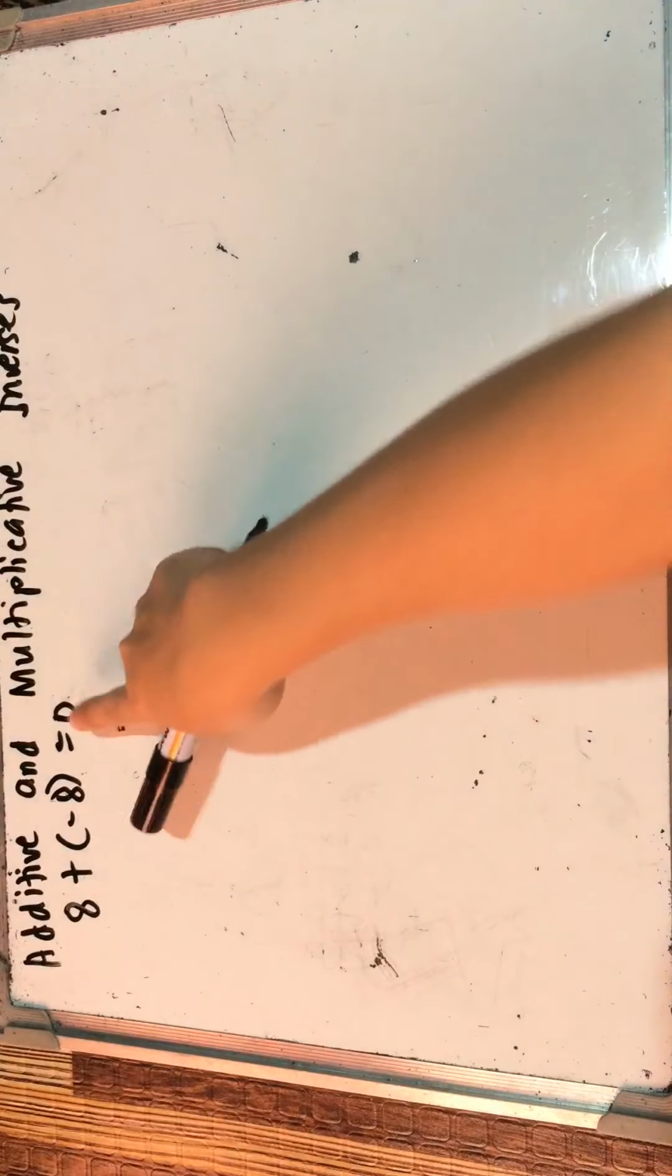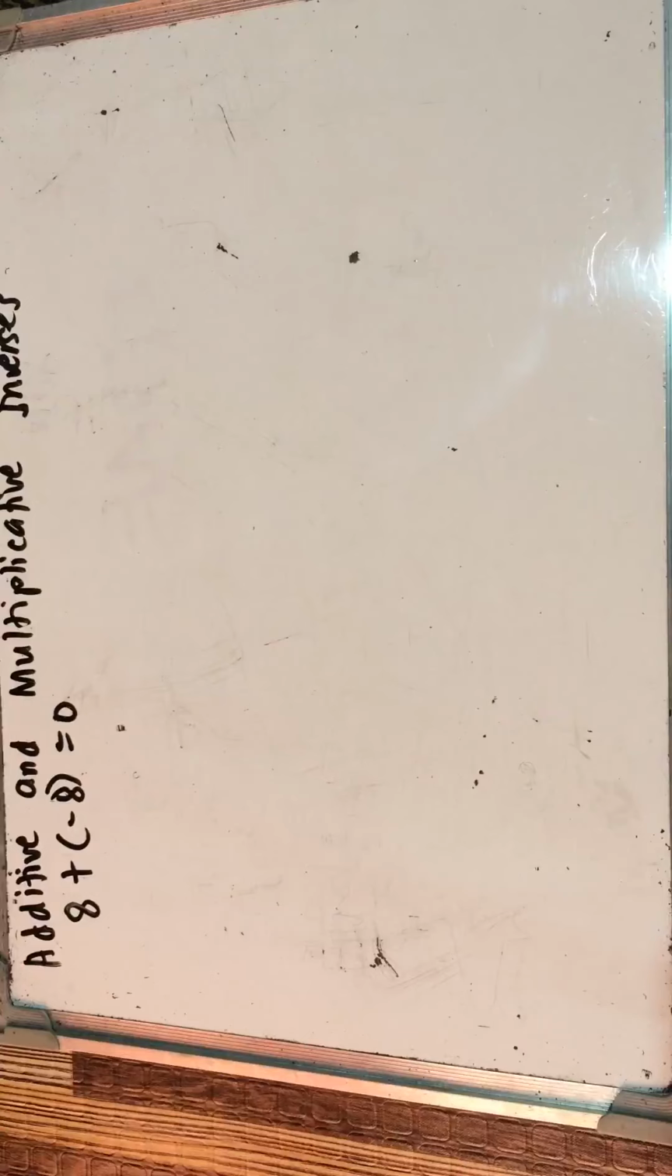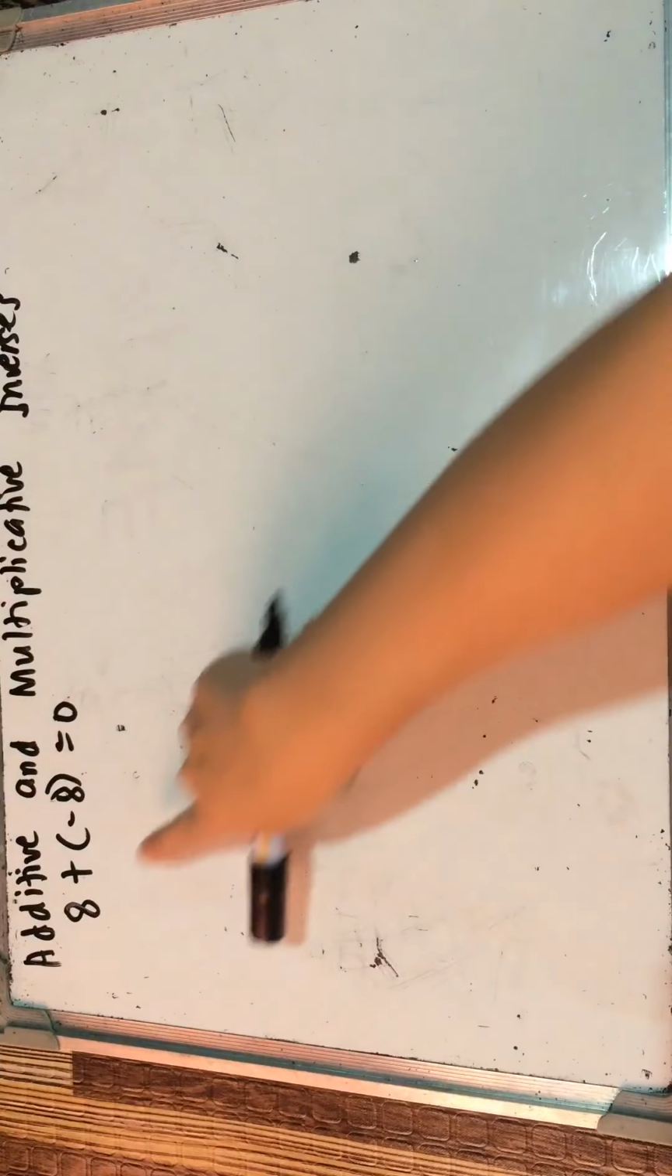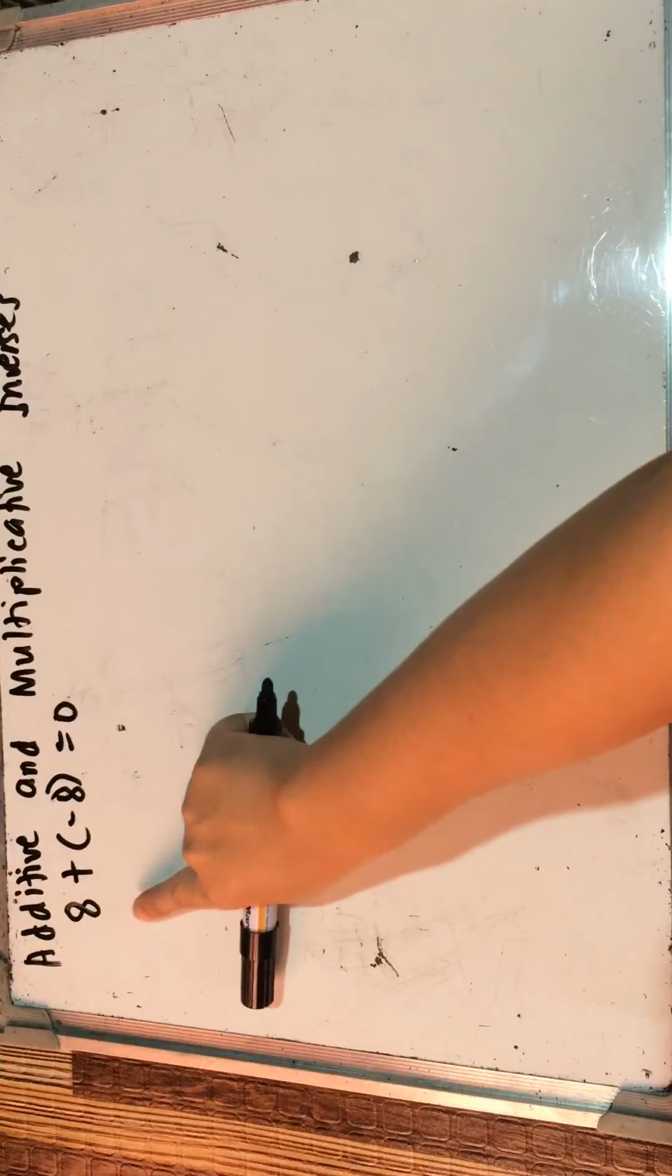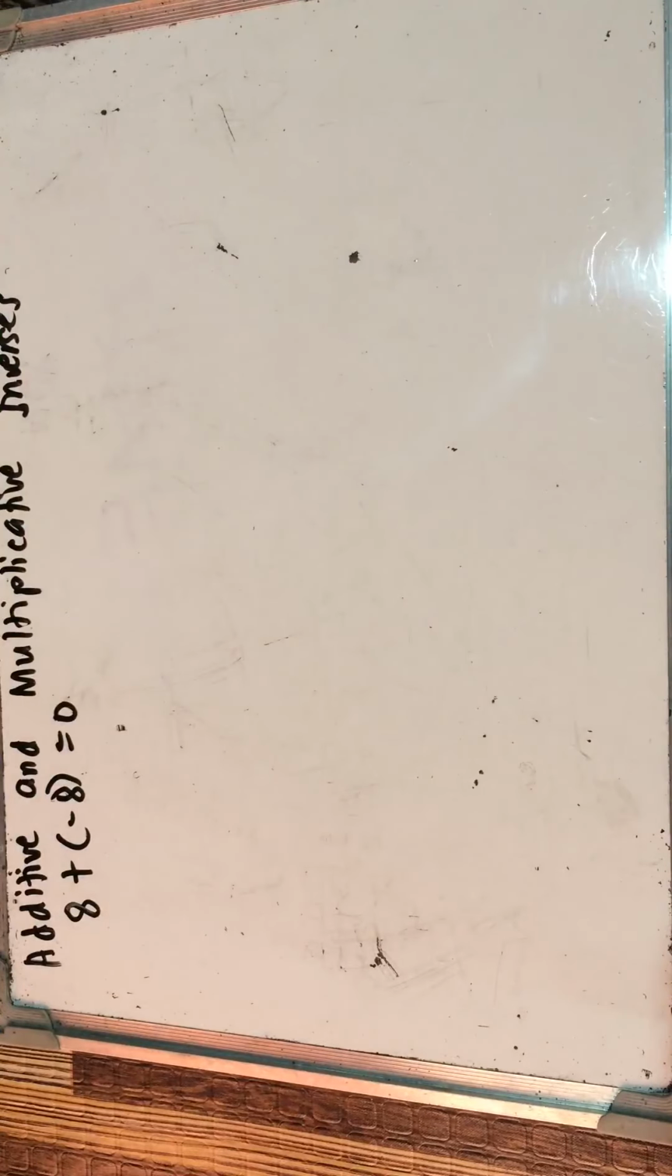So note that kapag yan ay equal to 0, 8 is the inverse of negative 8 and negative 8 is the inverse of 8. So, the same concept applies in the modular arithmetic. Ganun din. So, yung additive inverse of one another is congruent to 0, modulo n.